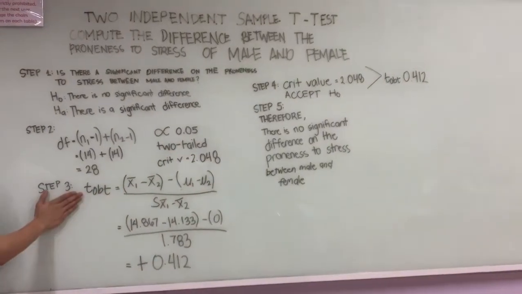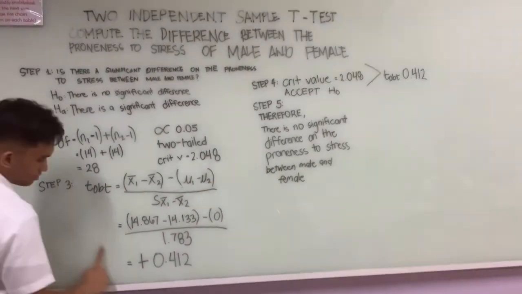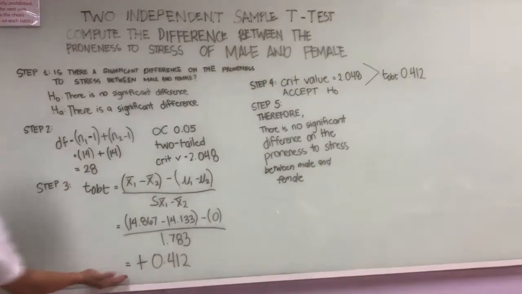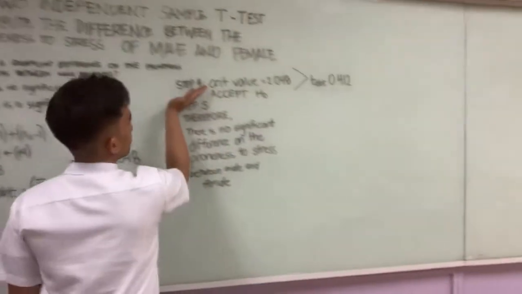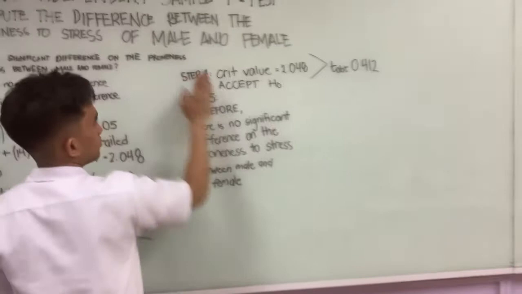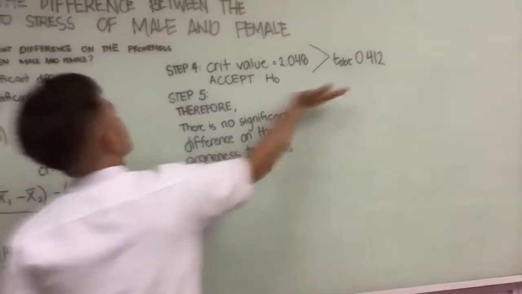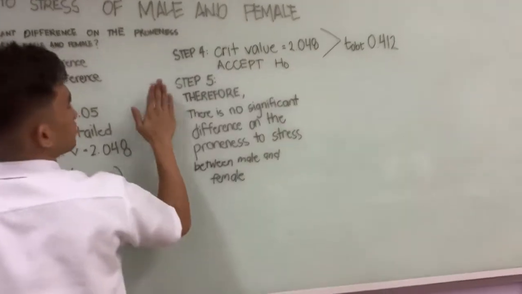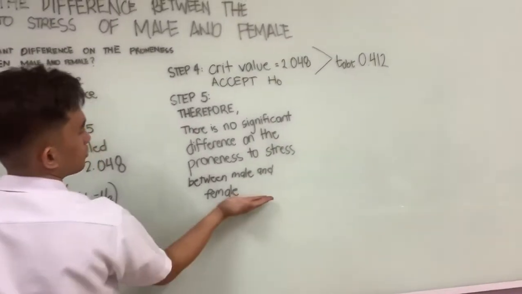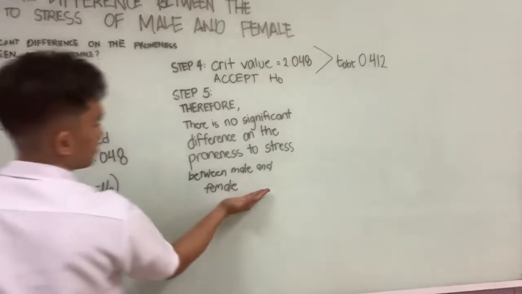For the third step, we simply indicate the t obtained that we had computed earlier, which is the value of 0.412. For our fourth step, we will determine which hypothesis is to be accepted for this problem. Since our critical value 2.048 is greater than our t obtained 0.412, we will accept the null hypothesis. And for our fifth and last step, we will indicate our conclusion that there is no significant difference on the proneness to stress between male and female.